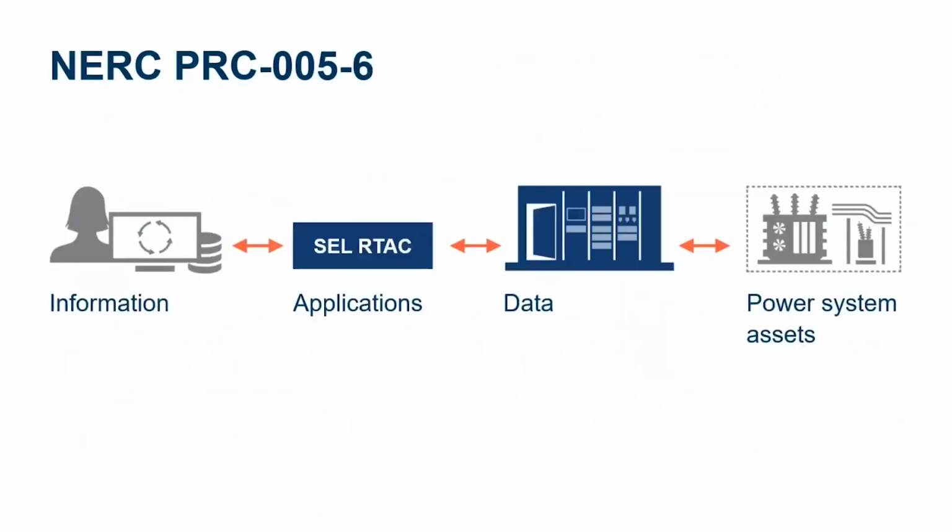NERC PRC-005-6 talks about implementing programs for maintenance of all devices that may affect reliability of the bulk electric system so that devices are kept in working order.